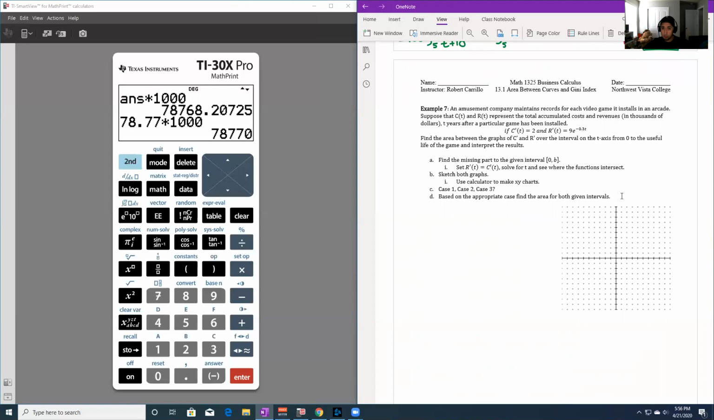So wherever the cost and the revenue meet, this is where the game broke even on its revenue and cost, and we're probably going to get a new game, right? Because nobody's playing it anymore. All right, so that's what we're going to do first. So A, find the missing part of the interval 0 to B. So our job is to solve for B. Okay.